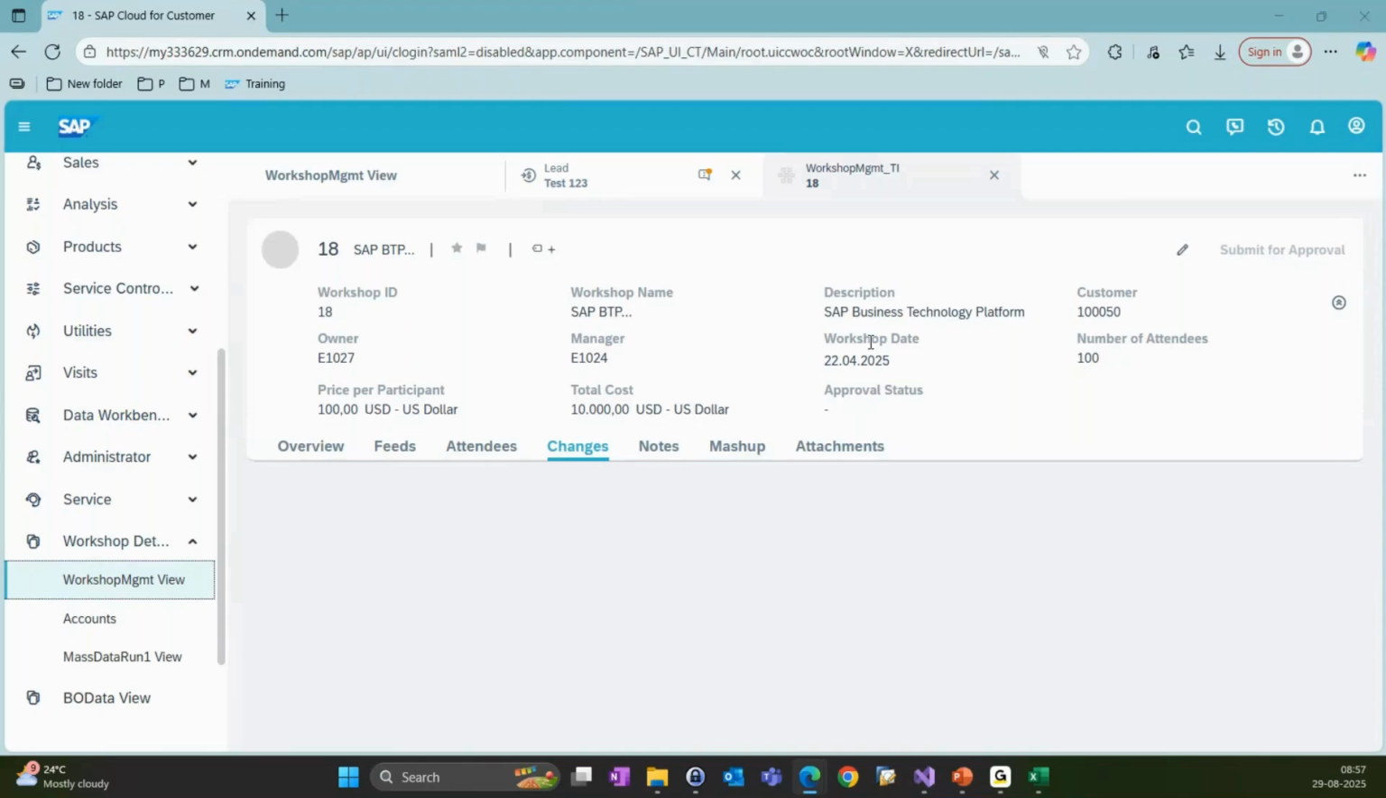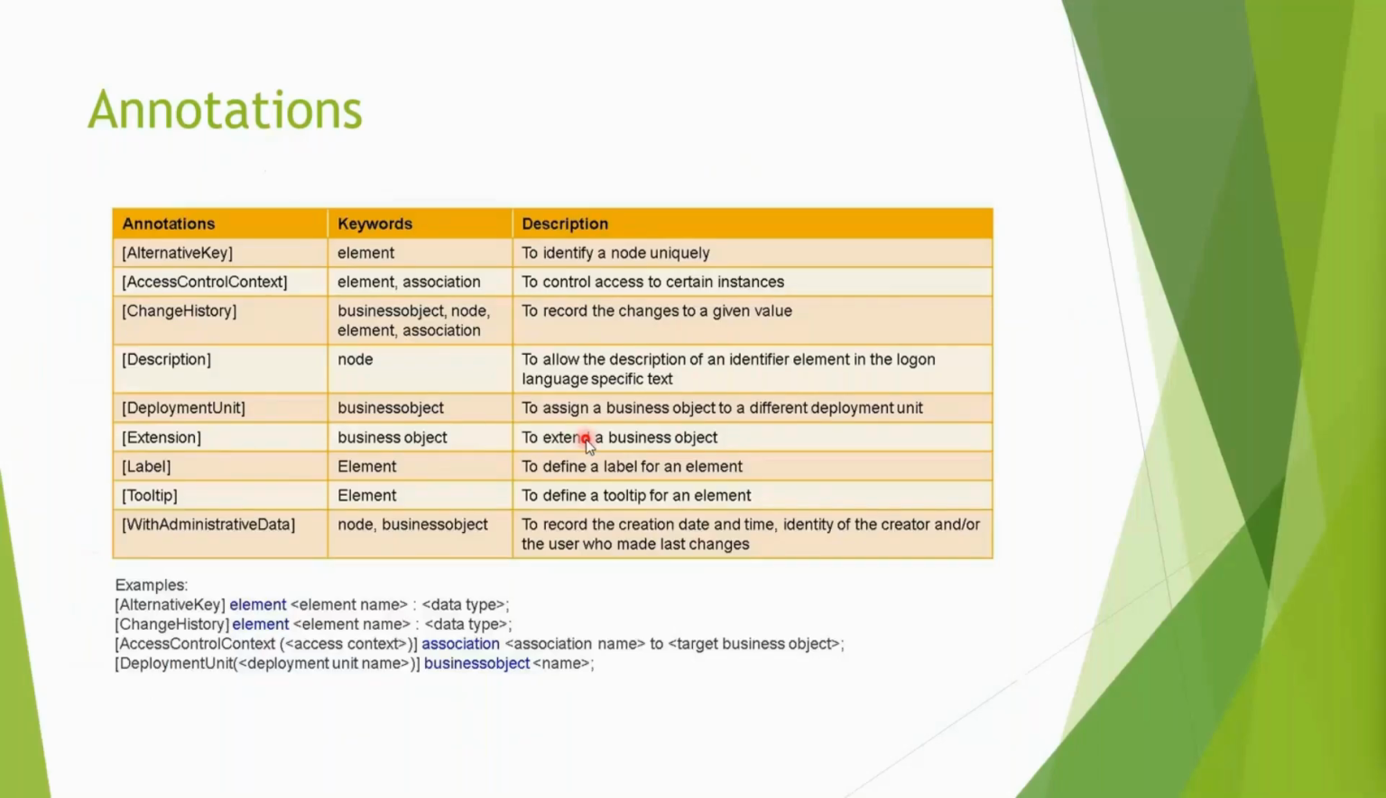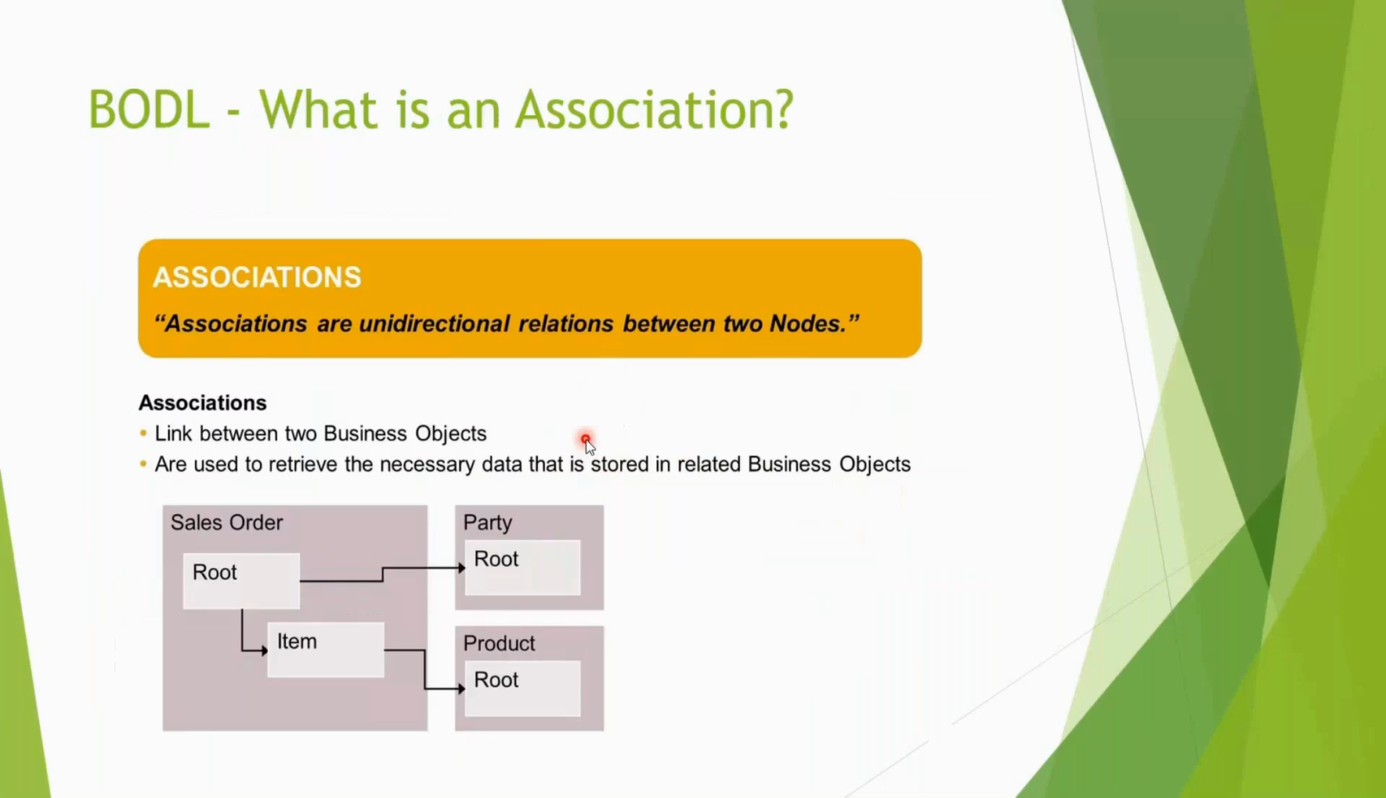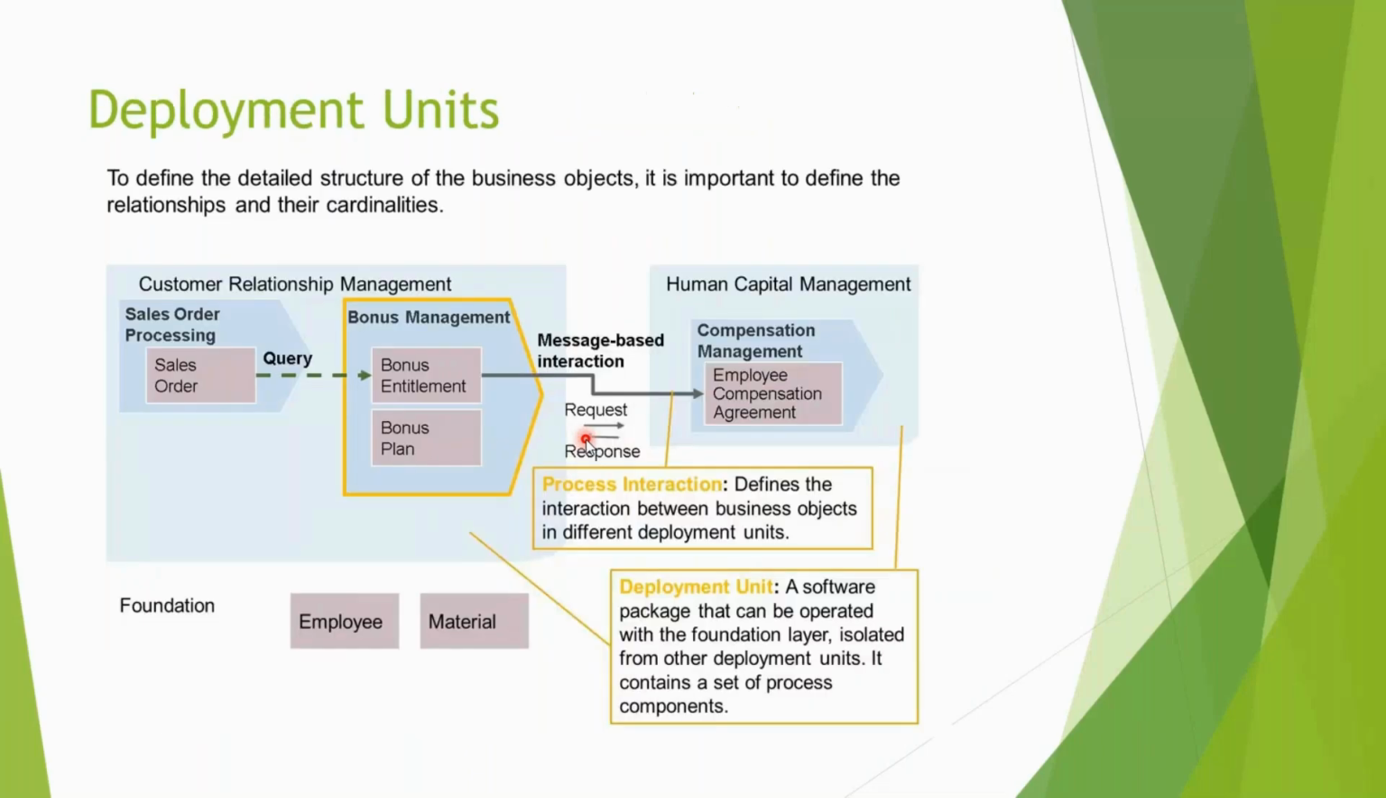So these are the main annotations which we have for the business object definitions. Any queries on this part? Not on annotations, but I'm still a little confused on deployment units. When we are talking with respect to the foundation layer and CRM layer, is it the same thing that we have discussed in the deployment units?